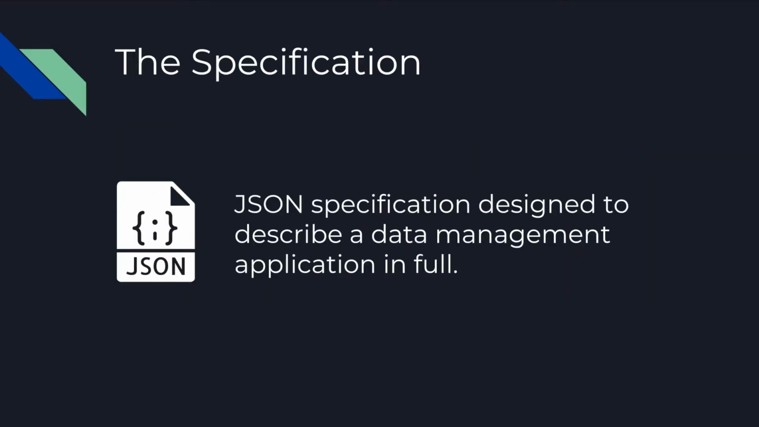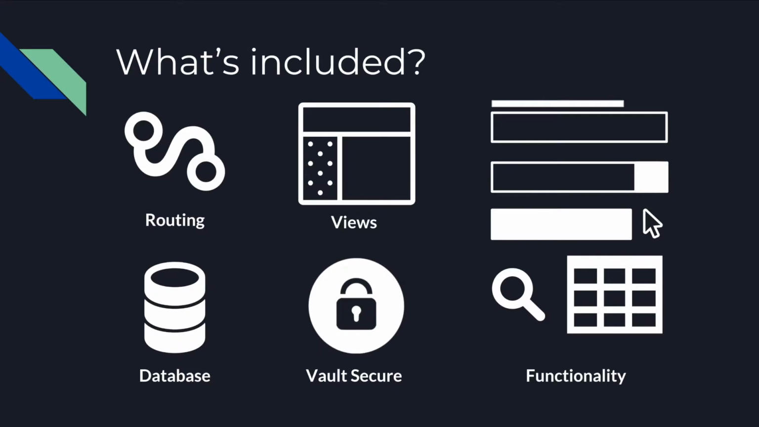We start off with the JSON specification. The JSON spec is designed to describe a data management application in its full form. Well, what does this include? In any web app, you start off with the routing. The routing describes what URLs route to which pages of your application. Our JSON spec makes it easy to define the routing of your application.